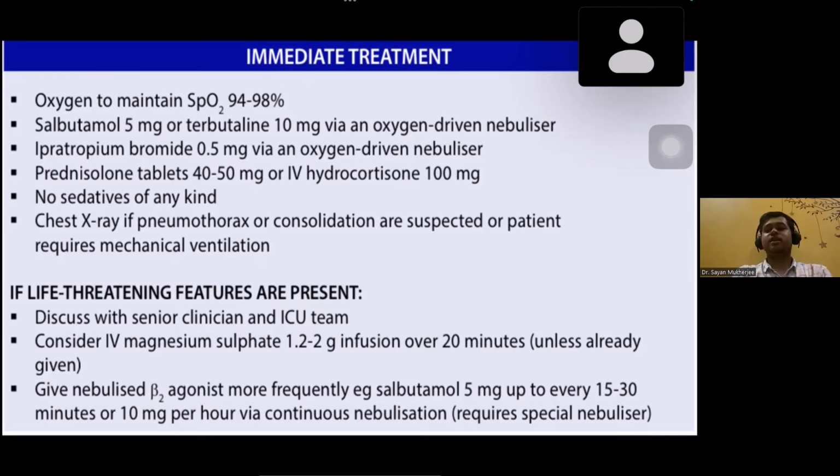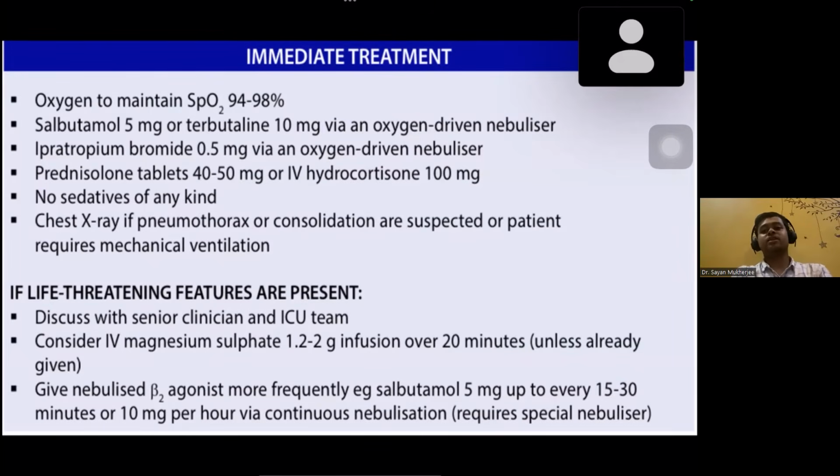salbutamol. Salbutamol is generally available as a nebulizer preparation. So it's introduced into the oxygen itself. So the oxygen becomes a carrier gas, which takes the salbutamol into the respiratory system. Salbutamol is a beta-2 agonist. Ipratropium bromide is another drug, which is a muscarinic antagonist. And it's nebulized. Generally, salbutamol and ipratropium bromide are given together.